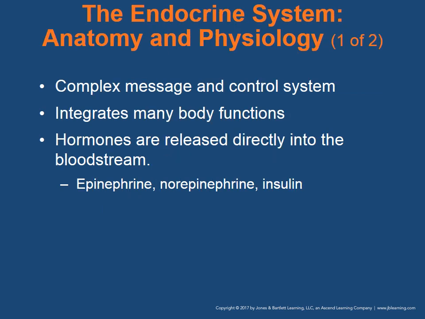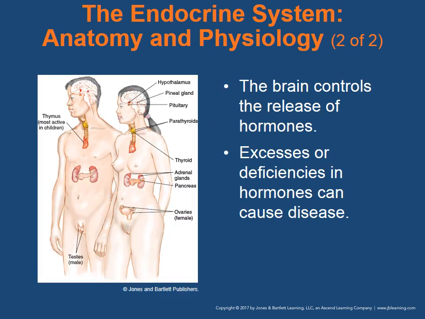So the endocrine system, anatomy and physiology. The endocrine system, it's a complex message and control system that integrates many body functions. Hormones are released directly into the bloodstream: epinephrine, norepinephrine, insulin. That's a big one that we're going to be concerned about when we talk about problems with the endocrine system. The big one is going to be diabetes, hyperglycemia. The brain controls the release of hormones. Excess or deficiencies in hormones can cause disease.